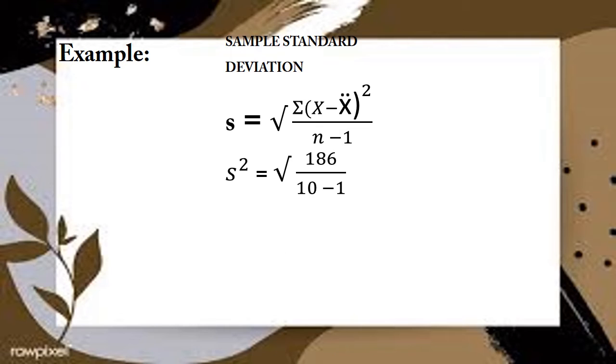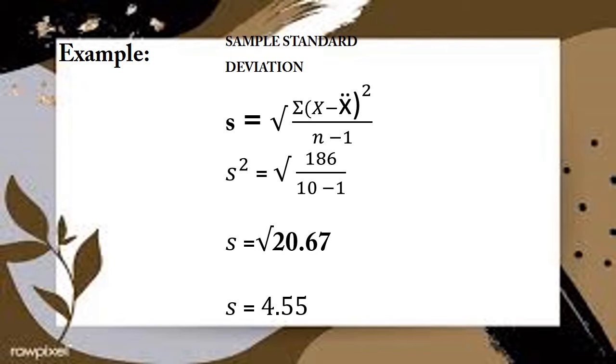After getting all that, since we already have the complete data, we can now start solving the standard deviation. So first we are going to get the variance. So this is the sample standard deviation formula. We have standard deviation equal to the square root of the total of the squared differences between the score and its mean, divided by n minus 1.